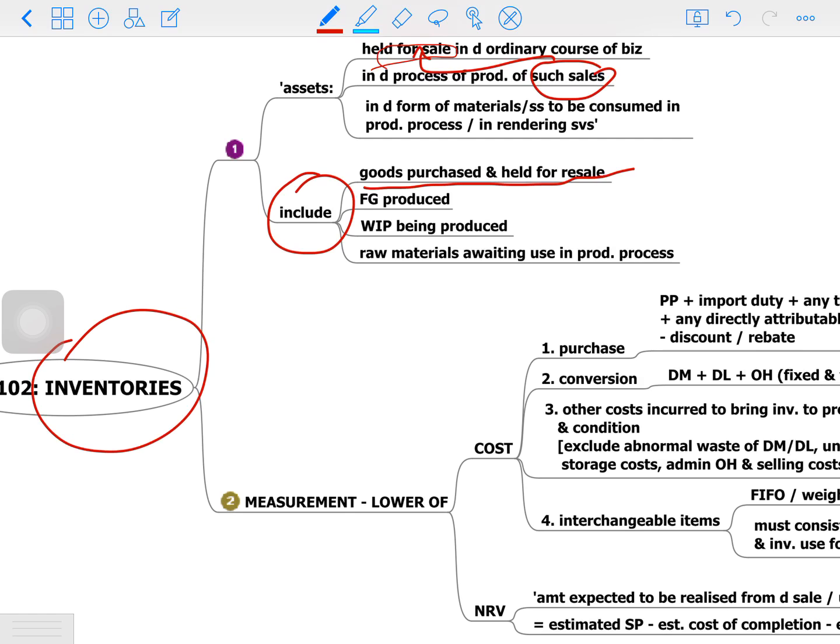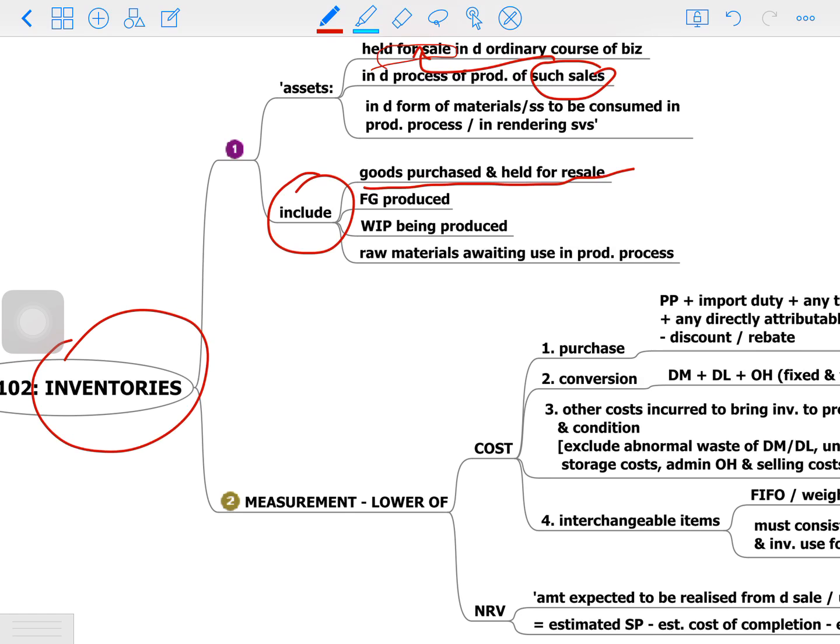So FRS 102 covers the scope of inventories which is held for sale, inventories in the process of production for such sales, and inventories in the form of raw materials. So this is the scope of inventories under FRS 102. There are other inventories, such as aquaculture, all those things. These are not included under these inventories.